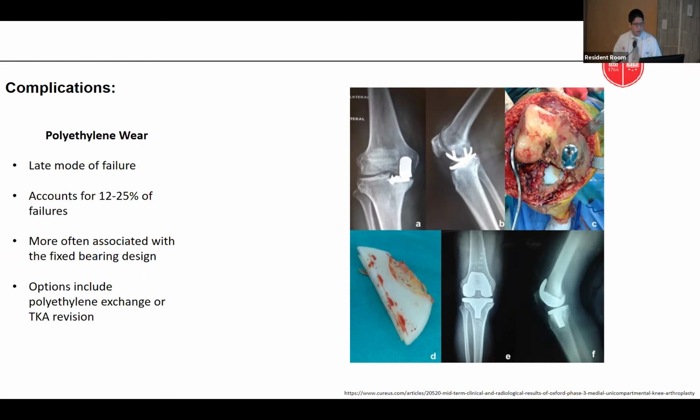And you can see that, especially in figure D, you can see just how much the polyethylene has been chewed up by the implant design. And so the options for that usually are either to exchange the polyethylene component or to undergo a revision to a total knee.